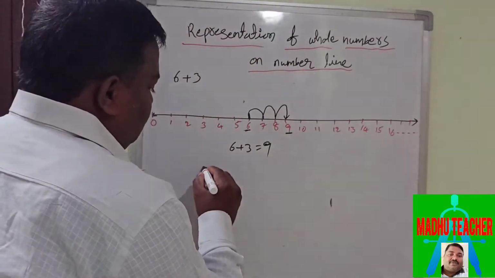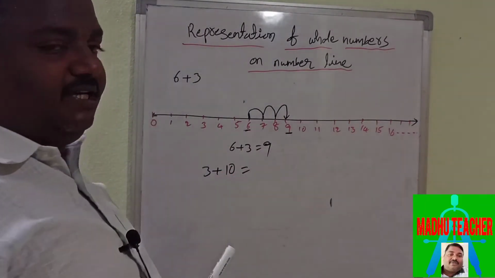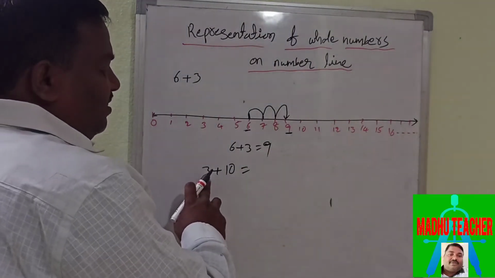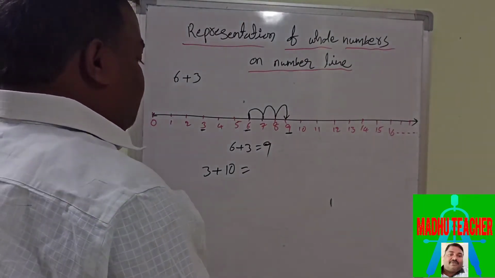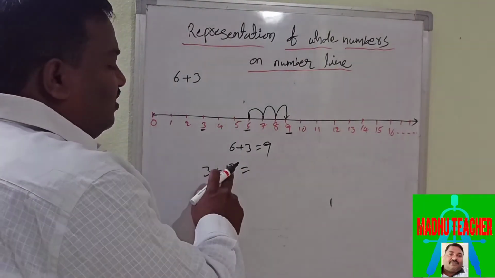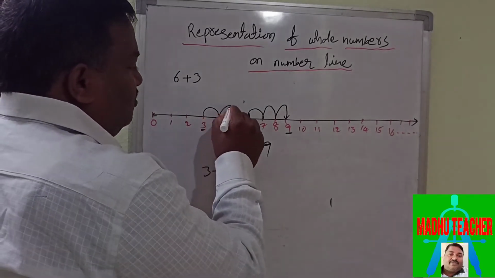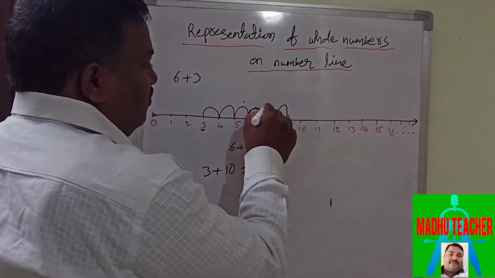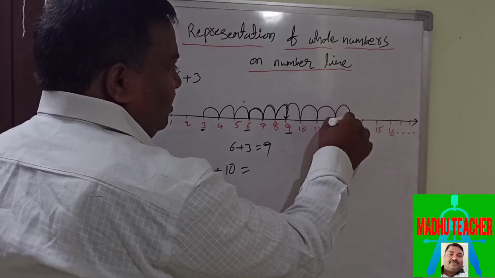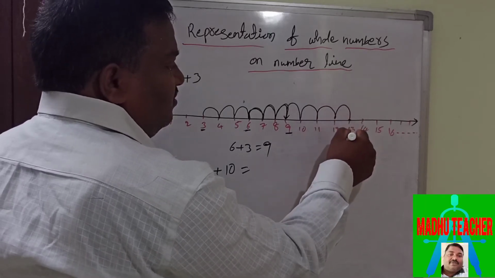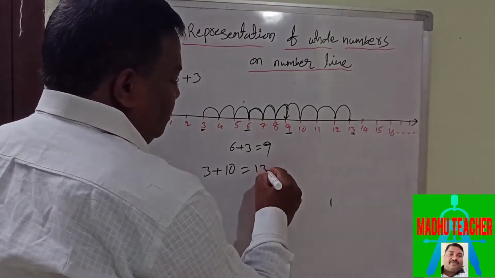Suppose 3 plus 10. Start from 3. How many jumps? We have to jump 10 times. 1, 2, 3, 4, 5, 6, 7, 8, 9, 10. This is 13. So we say that 3 plus 10 equal to 13.